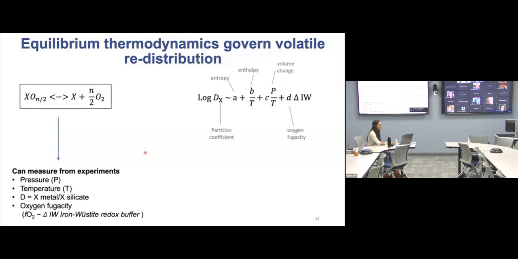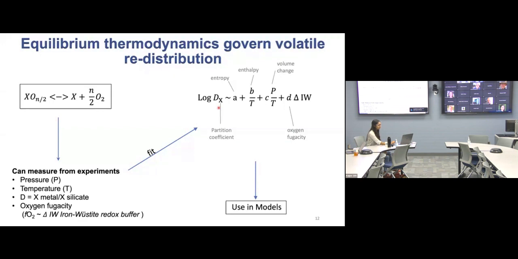The ones that we can't measure, we can, if we have enough data and we have these functional forms, fit to figure out what all these terms are. And then once we have all the terms, we have an equation that we can use to predict how the partition coefficient of an element X would evolve over many different pressures, temperatures, and compositions. So this workflow is the same that would be used in the context of the solubility measurements.